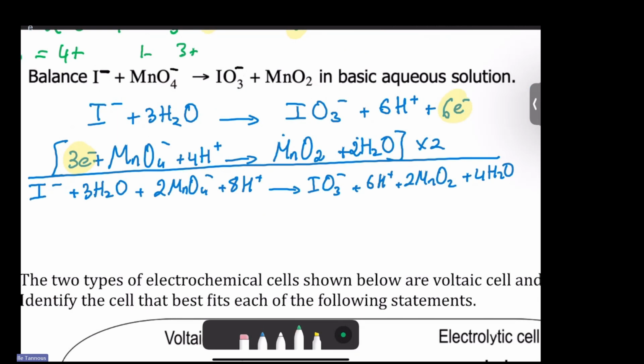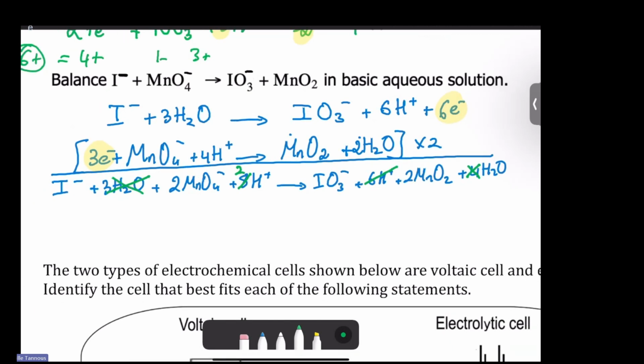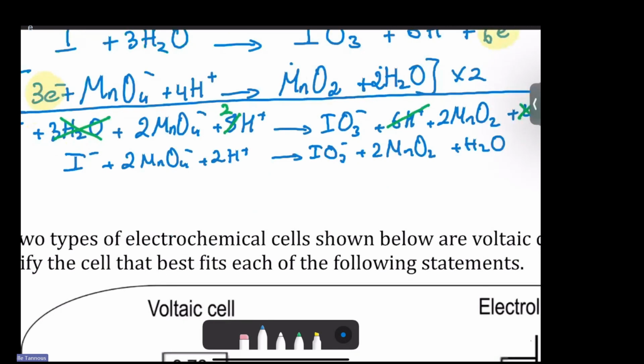Now, before we continue, 6H plus and 8H plus, 2 remains. 4H2O and 3H2O, 1 remains over here. So let's write it again. I minus plus 2MnO4 minus and 2H plus, giving IO3 minus, 2MnO2 and H2O. Now let's focus on making this a basic medium.